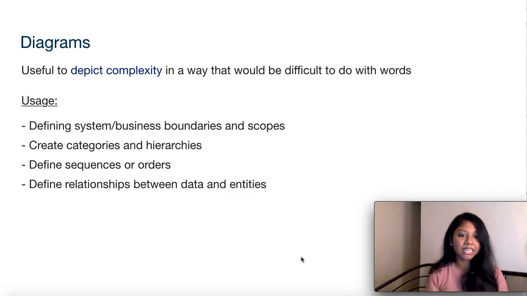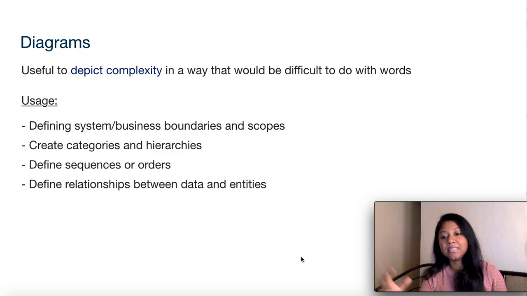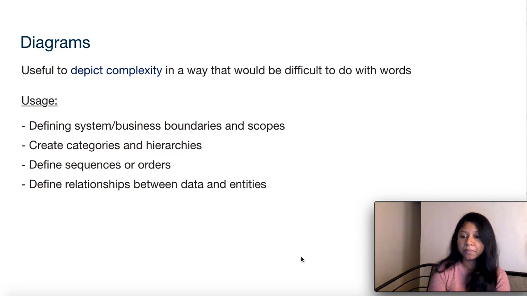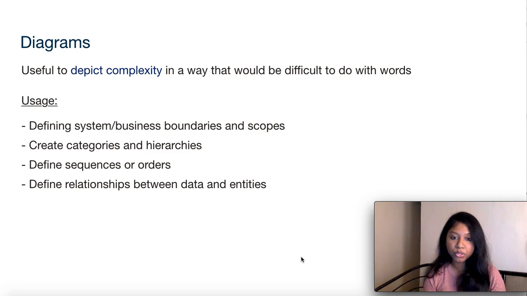The different techniques where you can use diagrams are when you want to define system or business boundaries or scopes. You want to display information in the form of categories or hierarchies. You want to define certain sequences or orders of steps to be executed, or you want to define certain data, certain entities, and how these entities and data relate to each other. These are all different ways in which you could use the diagrammatic way of modeling requirements.